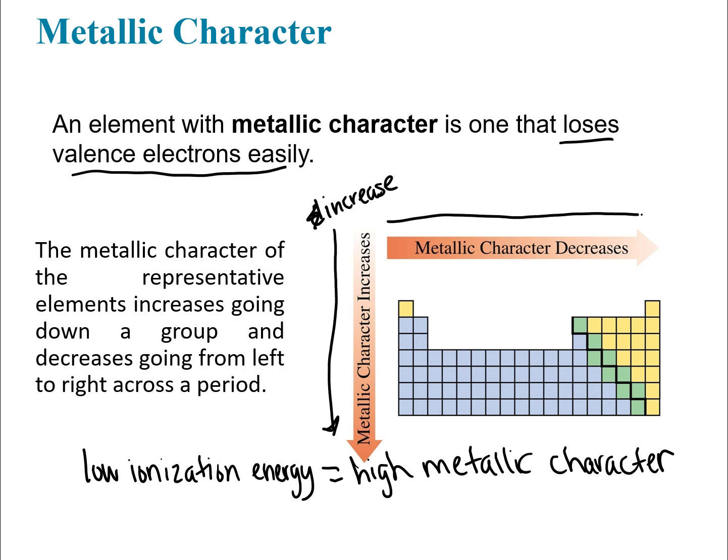As you go across a period, you're going to have a decrease. Remember, we said that ionization energy is generally low for metals and high for nonmetals. As you go across the periodic table, you're getting closer and closer to the nonmetals. So your metallic character is going to decrease as you approach things that are not metals. It makes sense, I promise.